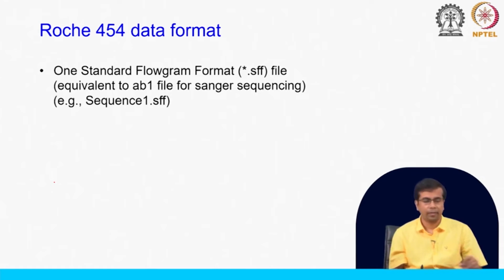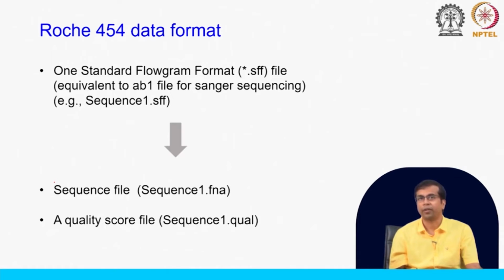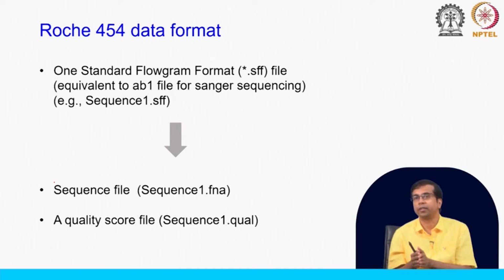We have seen that the information about sequencing is stored in the AB1 file. Similarly, in Roche 454, this SFF file stores the sequence information, what actually happened during the sequencing process. You can read this file and generate two different files. This is something that's done by the program. When you get the output from 454 data, you will get the SFF file, along with a sequence file, which is sequence1.fna, for example, and a quality score file, which is sequence1.qual. So you will see these files typically.